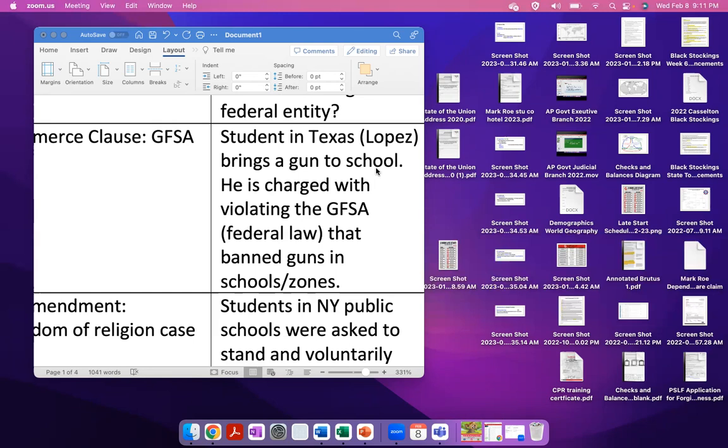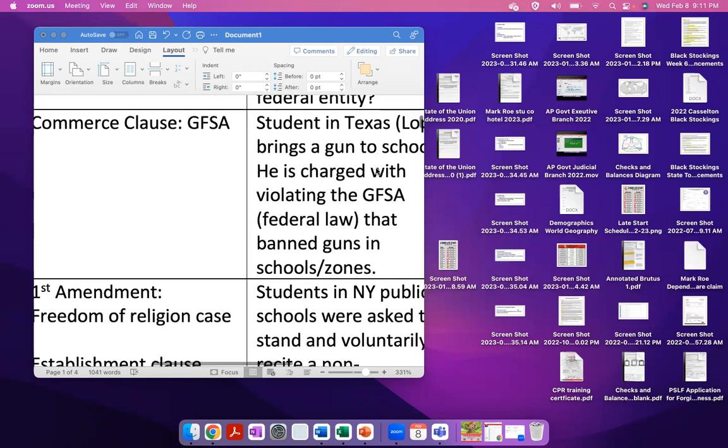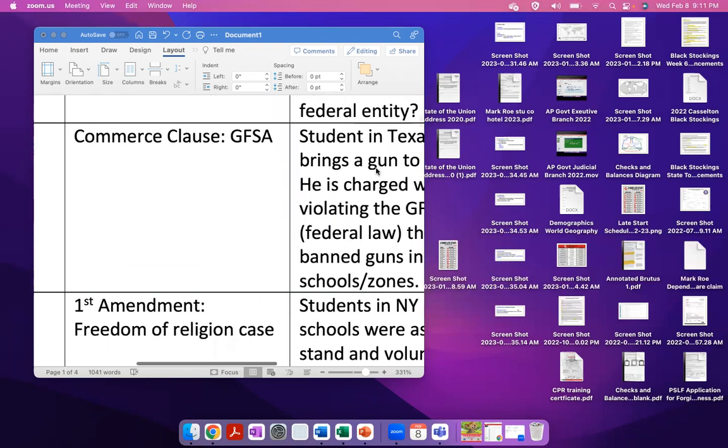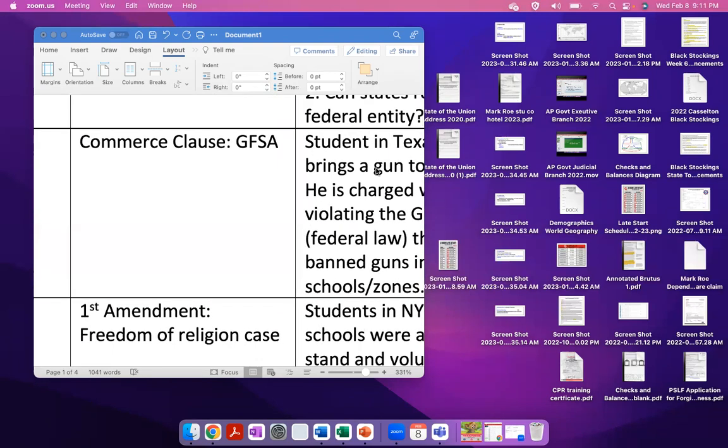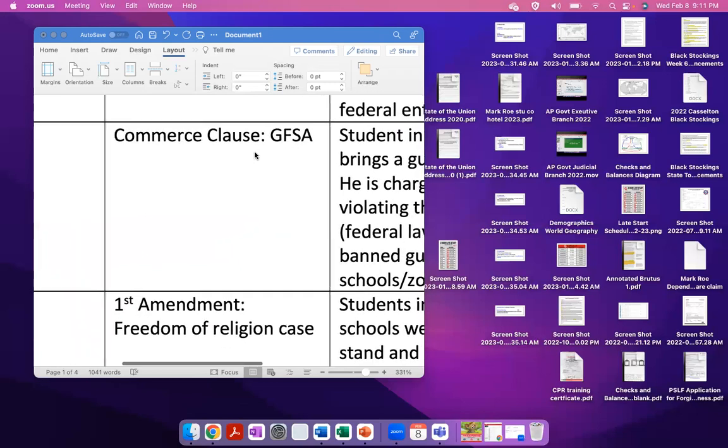that, in fact, this Gun-Free School Zone Act was not commerce, and that this was an overstepping of the congressional powers. Again, Congress, they like to use that commerce clause to gain more power. That's a historical fact. But in this case, the Supreme Court said that this Gun-Free School Zone Act is not commerce.